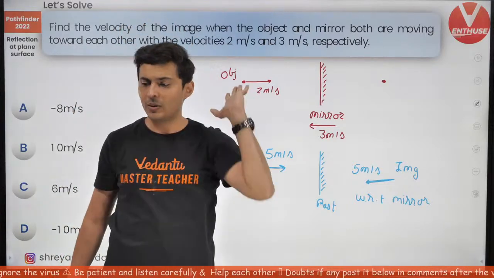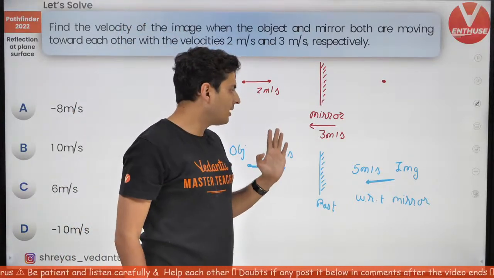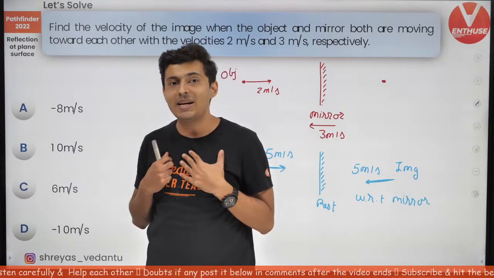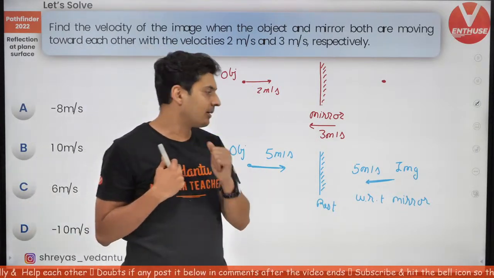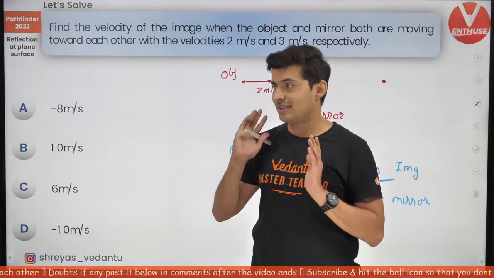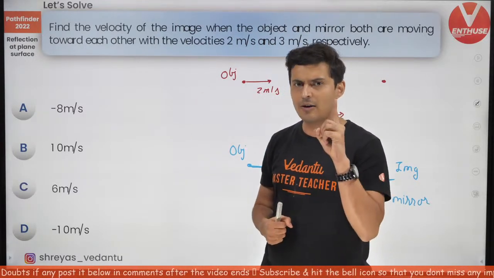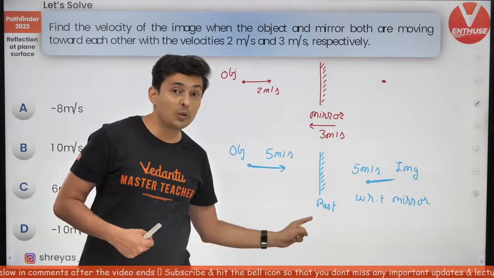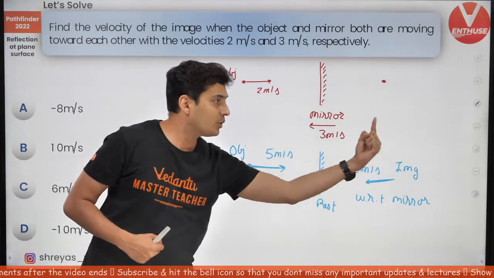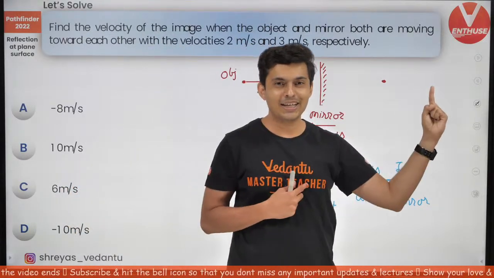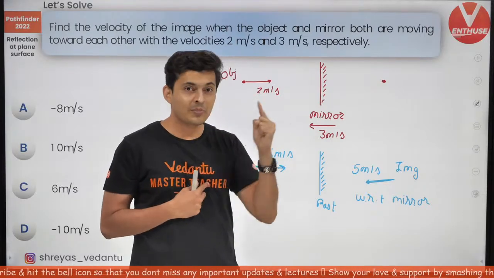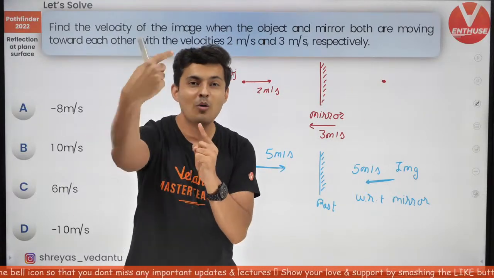Now, think about it. The mirror is itself moving 3 meters in 1 second. I'll repeat: the mirror is moving 3 meters in 1 second this way. So in 1 second I moved 1, 2, 3. With respect to me, the image has moved 5 meters. So think about it: I moved 3, and the image moved 5 more. So how much did the image move for you?